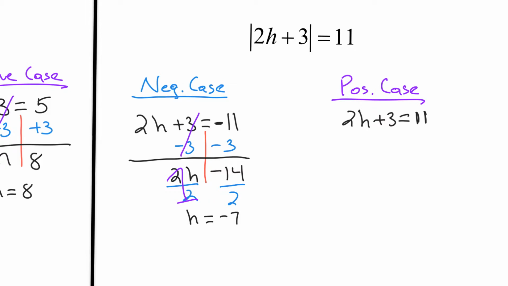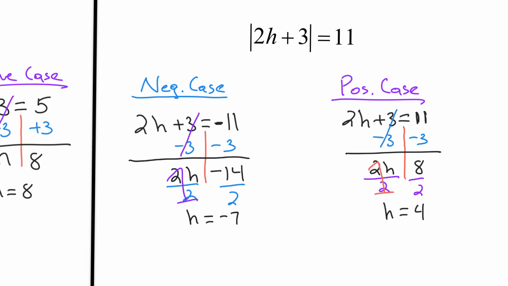And my second solution, let's go to the positive case. I do the line under the equal sign. I subtract 3 from both sides. I cancel the 3's. I bring down the 2h, and that's going to be +8 on the right side, 11 minus 3 is 8. And then I divide by 2 over here. So this turns into +1. So h equals +4. So my solution set, remember you always want to start with the lowest number. So -7 is smaller than +4. And you have comma 4, and we have our brackets. So that is the solution set.